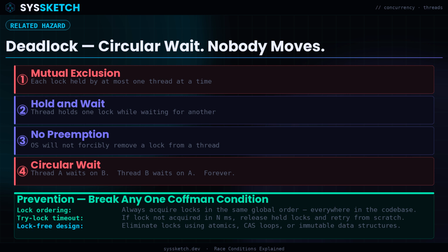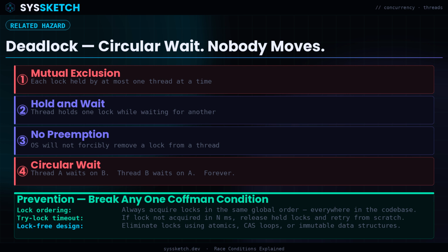Mutual exclusion, only one thread holds a resource at a time. Hold and wait, a thread holds one lock while waiting for another. No preemption, the OS will not forcibly remove a lock from a thread. Circular wait, thread A waits on B and B waits on A. Break any one of those 4 conditions and deadlock becomes impossible.